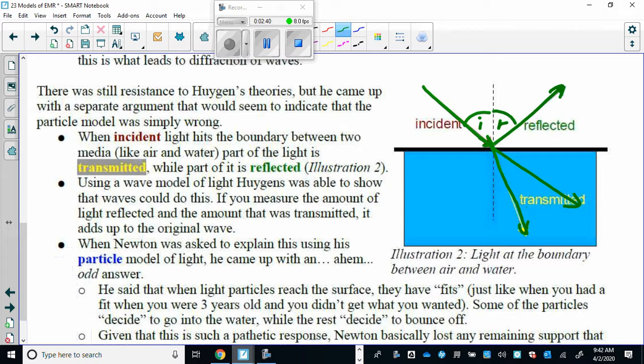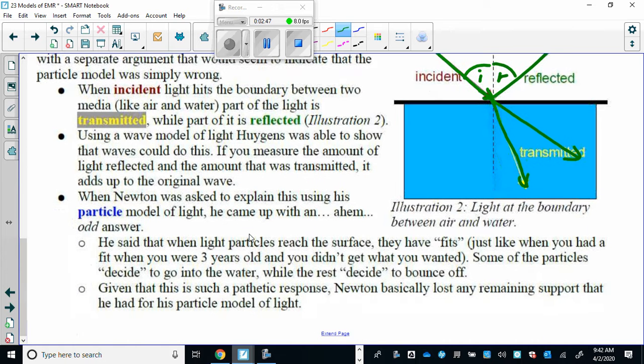And particles don't do that. Particles don't reflect and refract at the same time, whereas light waves do, or waves do. So that was another reason that he thought light was a wave.